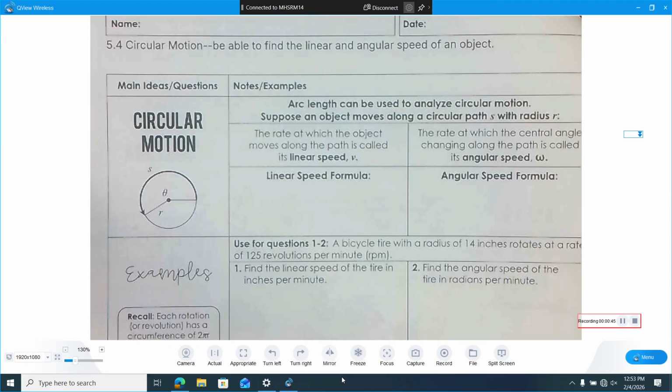Are they going at the same speed? Kind of is an interesting answer. Why are they kind of going at the same speed? They're going different distances.